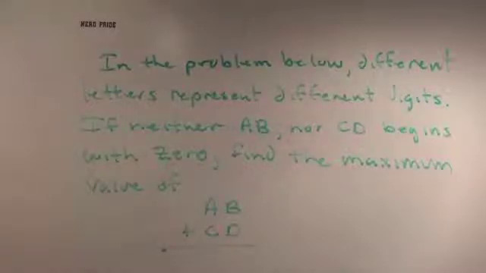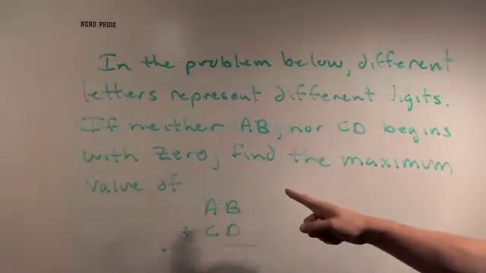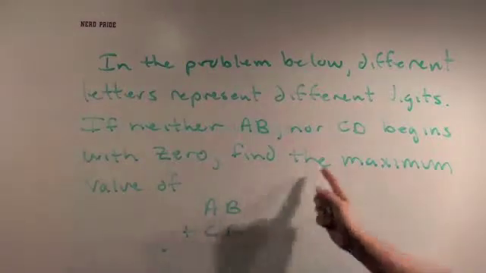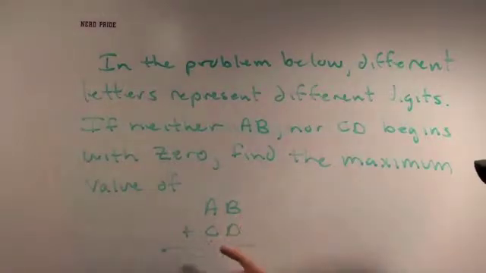In the problem below, different letters represent different digits. If neither AB nor CD begins with 0, find the maximum value of AB plus CD. Those are two-digit numbers. All of the digits are different, and we're trying to find the largest possible value that we could make for AB plus CD.